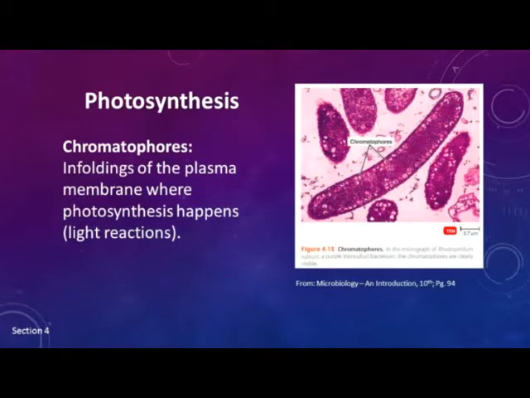Another example of a bacterial inclusion are chromatophores. Chromatophores are enfoldings that contain the enzymes necessary for the bacteria to do photosynthesis, that is, to use light energy and carbon dioxide gas to produce sugars.